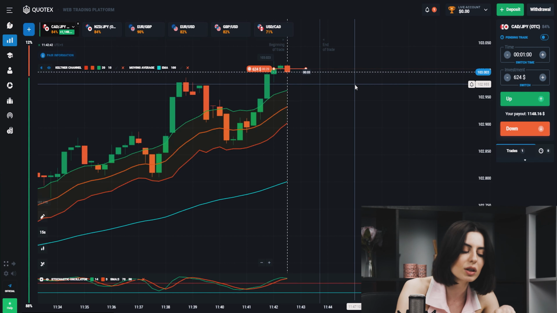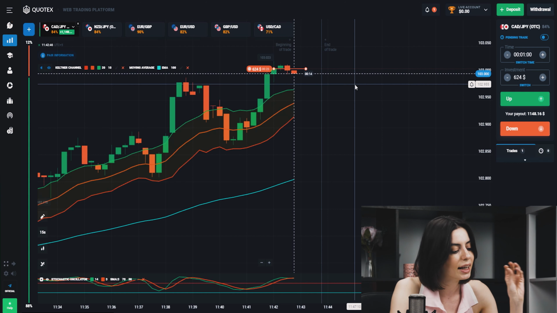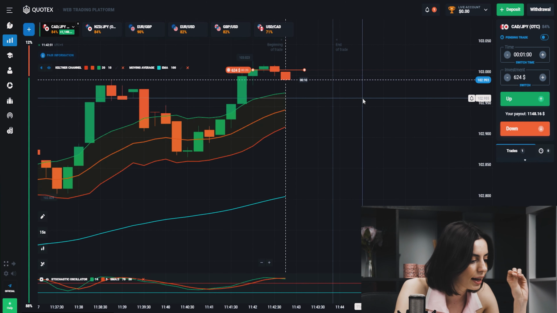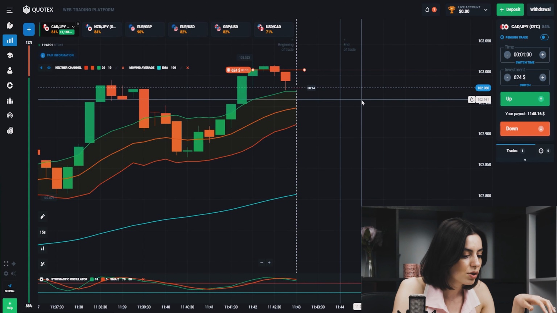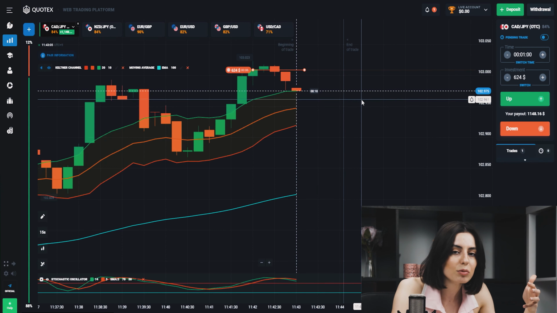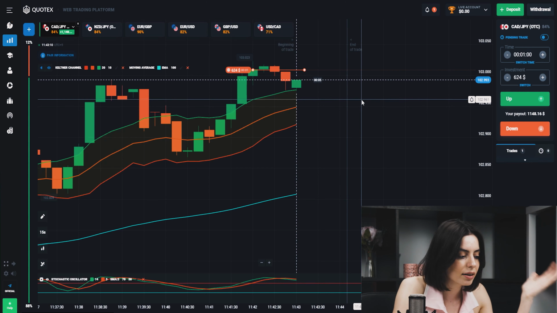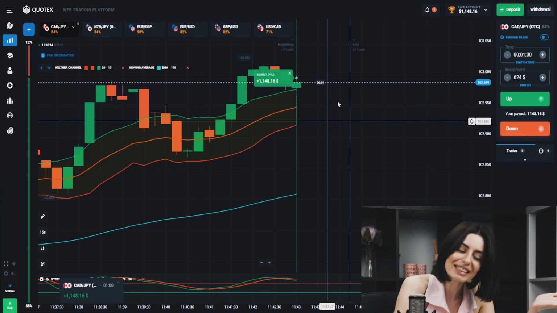When it's crossing, we are expecting a change of movement, and together with the resistance line and the crossing, we are making our bet for a downward movement. And let's wait. So we were correct. We predicted that the direction was gonna change, and now we are seeing our first profit.